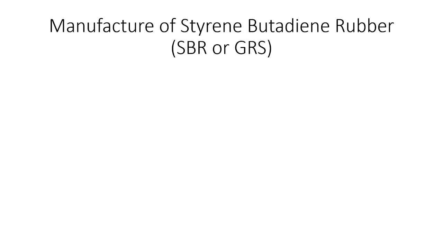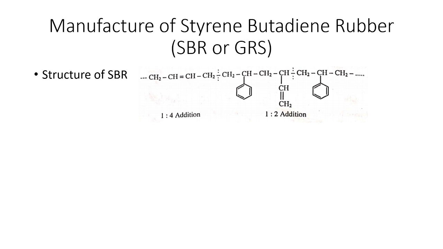Now we'll see next the manufacture of styrene butadiene rubber, which is also called SBR, and this same SBR is also called GRS, that is government rubber styrene. Styrene butadiene rubber is manufactured by emulsion polymerization process. The polymer formed is in the colloidal latex form, similar to natural rubber, and then it is coagulated into solid rubber depending upon the temperature conditions.